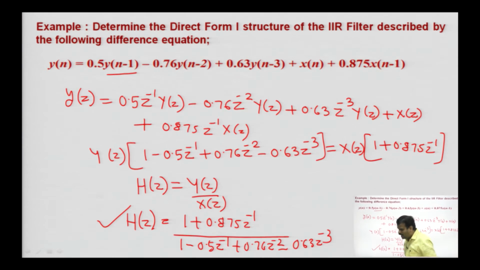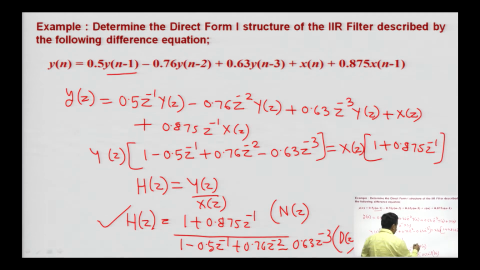Now, you have to realize this system by using direct form 1. If you are having the H(z), so some numerator part, this is your numerator, it means N(z), and this is your denominator, it means D(z). Okay. So, numerator part always shows the what? Non-recursive term. Always, in H(z), your numerator part shows the non-recursive term, and your denominator part always shows the recursive term.